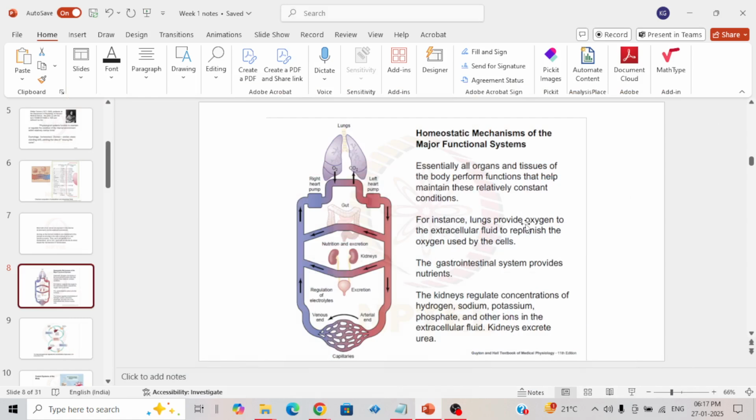So yes, for example, as they have said here, lungs provide oxygen to extracellular fluid to replenish the oxygen used by the cells. Okay, and this extracellular fluid then further helps cells to uptake this, and obviously again the cell functions properly.